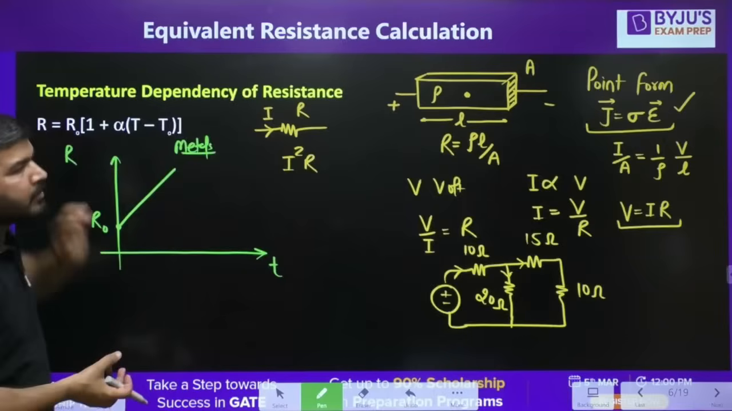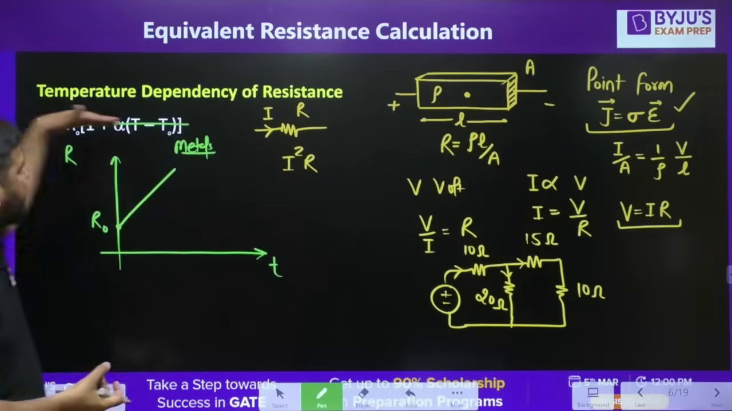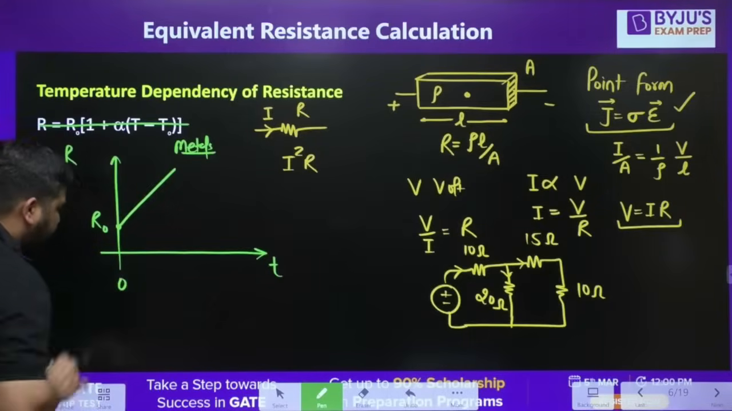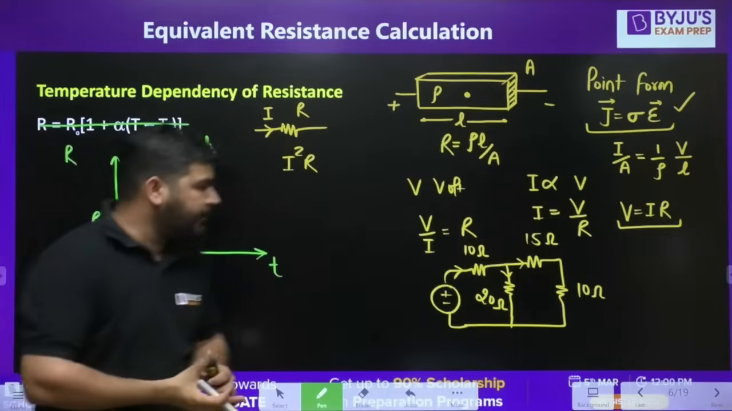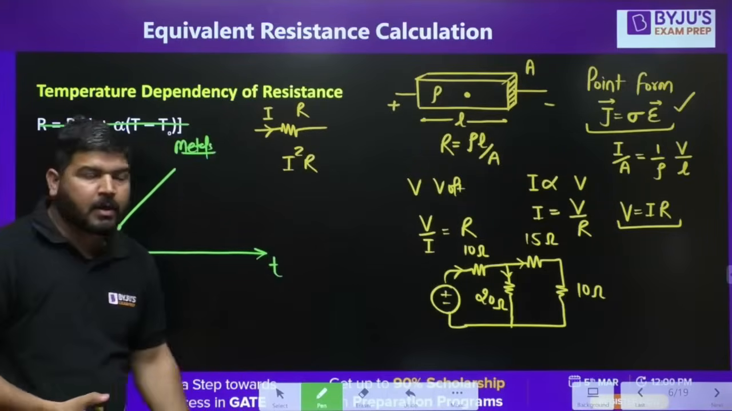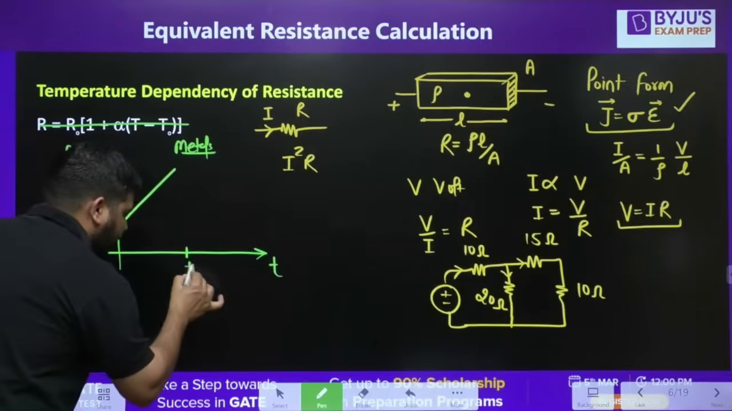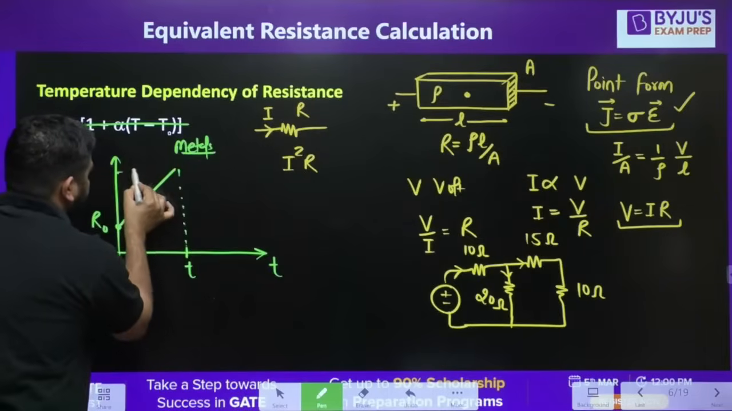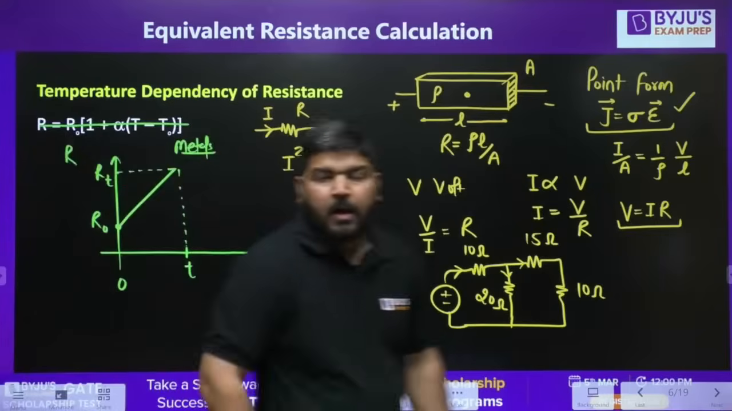This R naught is different. Okay. Let's not look at this relation for the time being. I'll come back to this relation. But let's say at 0 degree centigrade, the resistance of the metal is R naught. If the temperature of this metal is increased, the resistance will keep on increasing. Let's say at some temperature T, the resistance is RT.